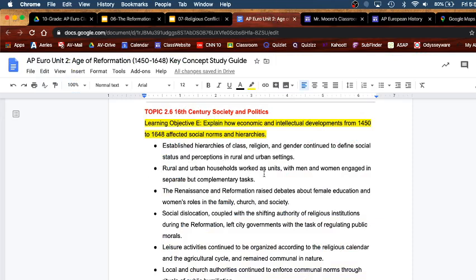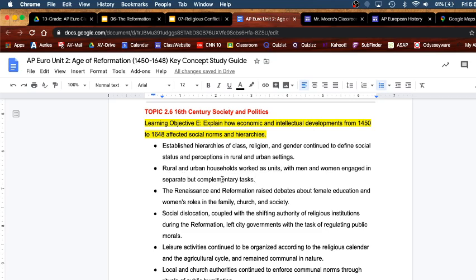Rural and urban households worked as units, with men and women engaged in separate but complementary tasks. When we think about women having a lesser role in society, women didn't have as much power in society in the past, but they weren't necessarily always seen as second class. There are definitely times where women hold their own. And the more rural a place is, it seems like those women have more of a role. They're working as hard as the men or harder. They're not just doing the work outside on the farm or in the fields, but they're also doing a lot of the household chores as well as caring for the children. So you start to see different roles for men and women, separate but complementary.